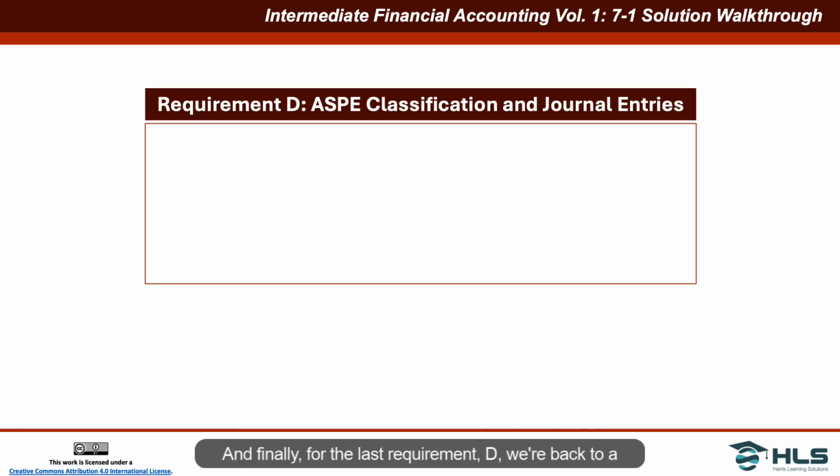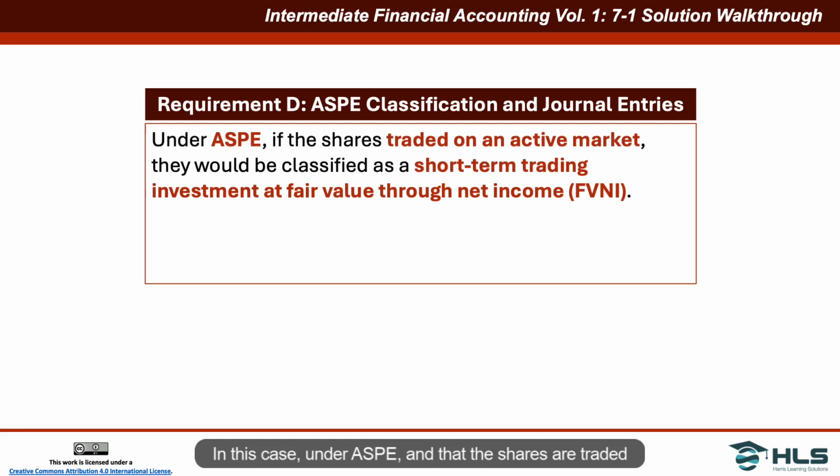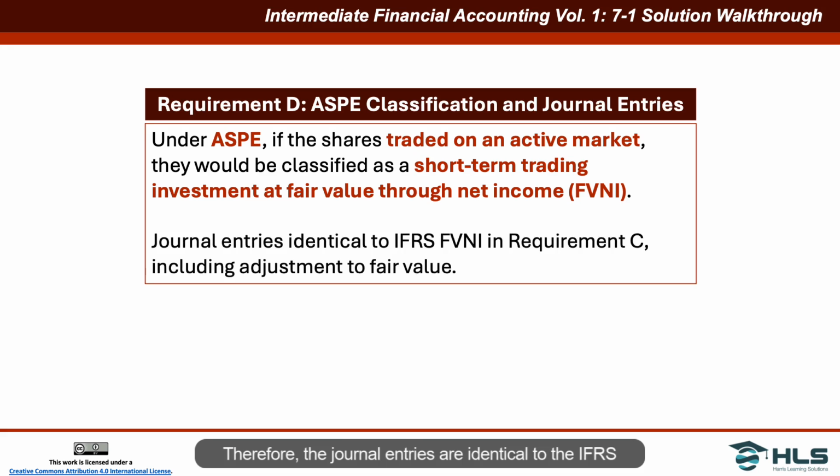And finally, for the last requirement D, we're back to a classification under ASPE, and this time we're to assume that the shares are traded on an active market. In this case, under ASPE, and if the shares are traded on an active market, they would be classified as short-term trading investments at fair value through net income, or FVNI, just like IFRS. Therefore, the journal entries are identical to the IFRS entries we just covered in requirement C, including any adjustments to fair value at an intervening year end. And that's it. The problem is solved.